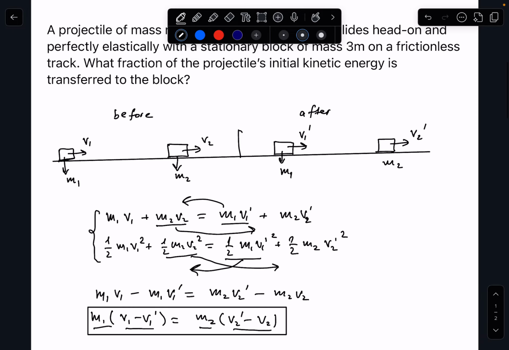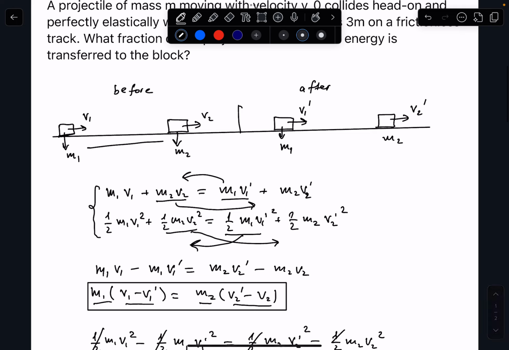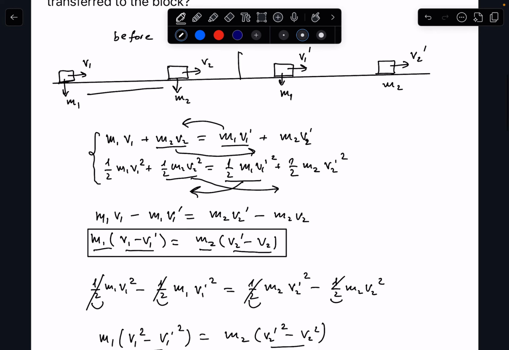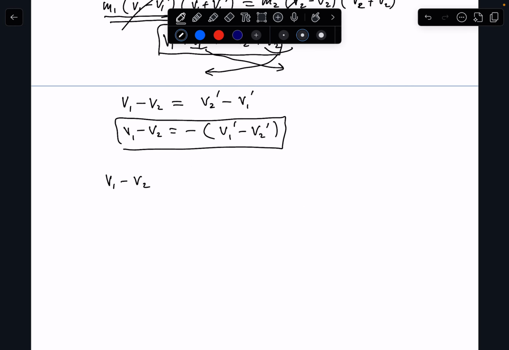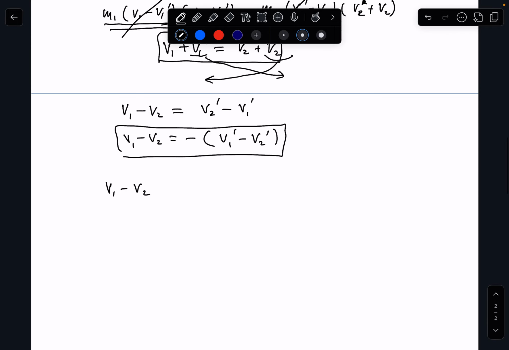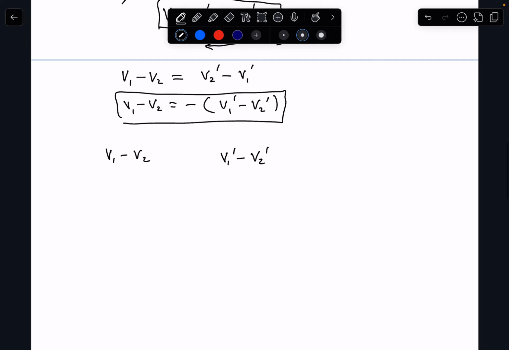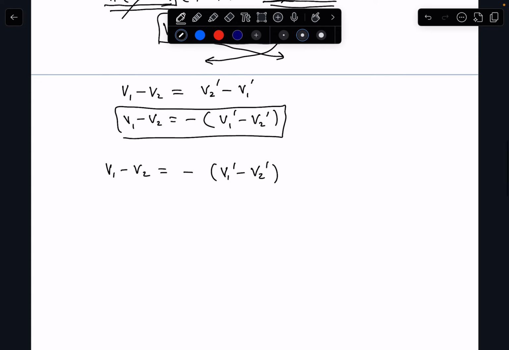In case of these two bodies, let's find their relative velocity. The relative velocity before the collision becomes v1 minus v2, and the relative velocity after the collision becomes v1 prime minus v2 prime. So what does this equation say to us? It says the relative velocity's magnitude will be constant, but the sign will be changed. So it means the relative velocity reverses.